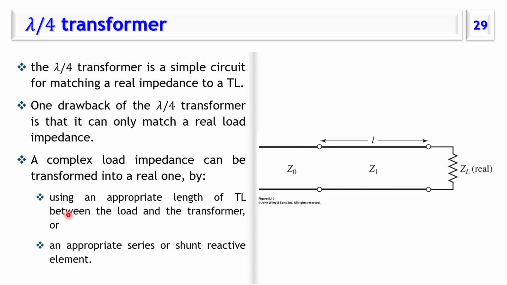Lambda by 4 transformer is another type, which is a simple circuit for matching, and we had done this. The disadvantage of this solution is that it can only match a real load. For complex load impedance, transform it into a real one. We can use an appropriate length of a transmission line. So if this is imaginary or complex, we can move a certain distance on the transmission line to make it real. Once it's real, we can add our lambda by 4 transformer.